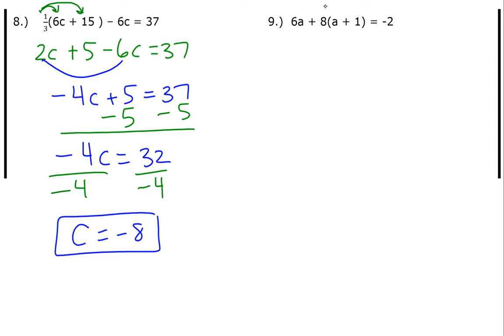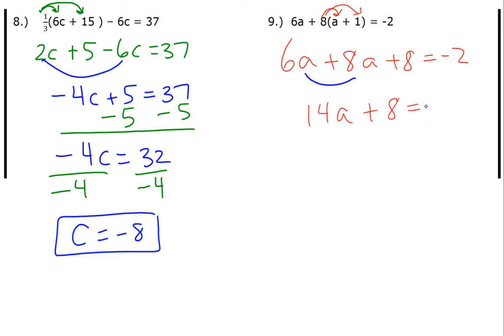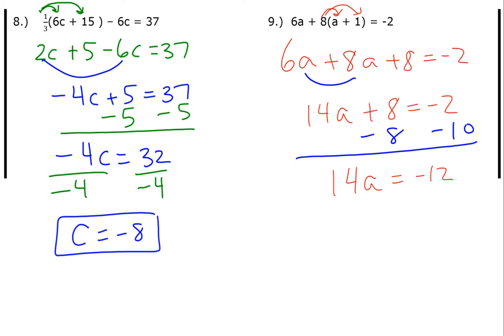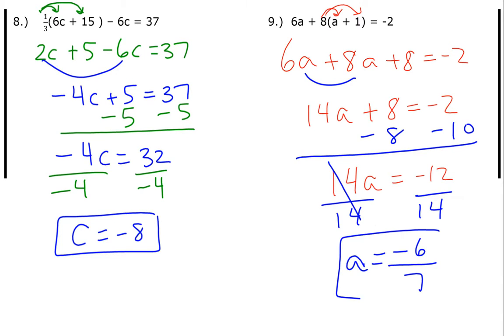Final question. This 6a is not being distributed, but the 8 is. And now I can't add 6a plus 8, right? And now I'm going to combine like terms. 14a plus 8 equals negative 2. Subtraction property of equality. And then division property of equality. And this one does not come out to be an integer, right? Negative 12/14 is actually my final answer, but I'm going to reduce it to, let's see, I think these can both be divided by 2, and that's it.